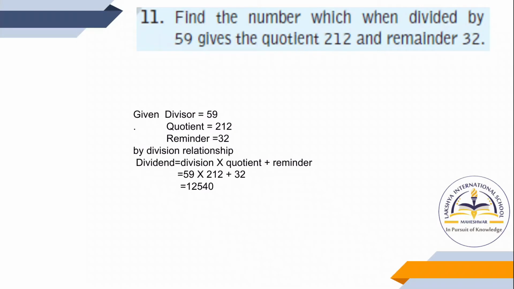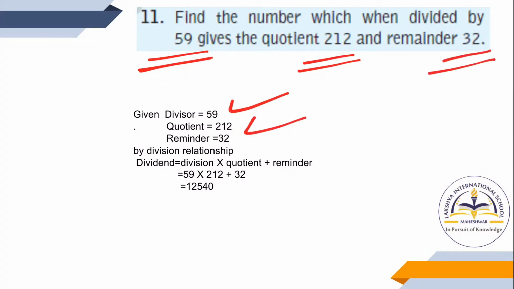Question number 11, find the numbers which when divided by 59 gives the quotient 212 and remainder 32. Okay, so we have to find the dividend here. Now the divisor is given. What is the divisor? That is 59. Now the quotient is given, that is 212. The remainder is given, 32. Now our formula is dividend equals divisor into quotient plus remainder. So dividend equals 59 into 212 plus 32. Now when you solve this one, you will get 12540 as the answer.